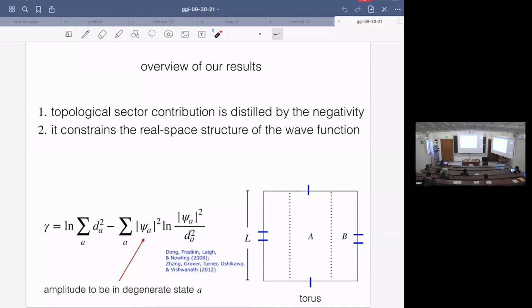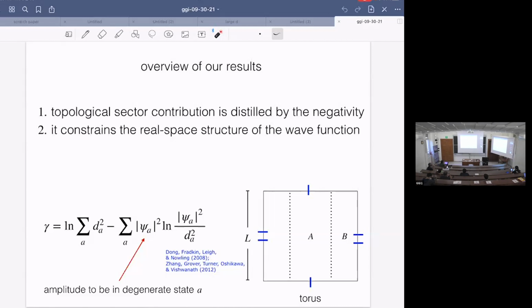And then the second point of the talk is that this term constrains the real space structure of the wave function. Just like if you're considering two-partite entanglement, the Bell state, you can't separate such a state. Likewise, this term, as measured by the entanglement negativity, constrains the real space structure of the ground state of the topological phase. All right. Any questions on that?